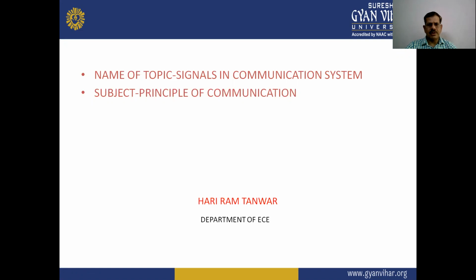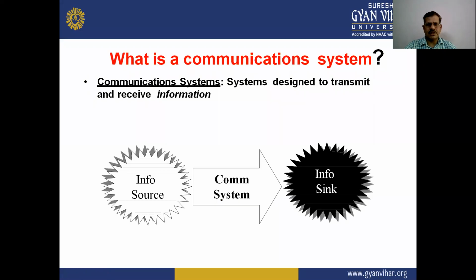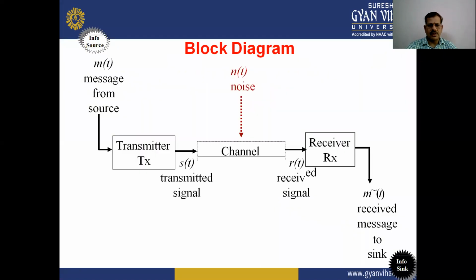Now we will discuss signals and communication systems, the subject of principles of communication. So what is a communication system? A communication system is designed to transmit and receive information. The block diagram of a communication system is given here.